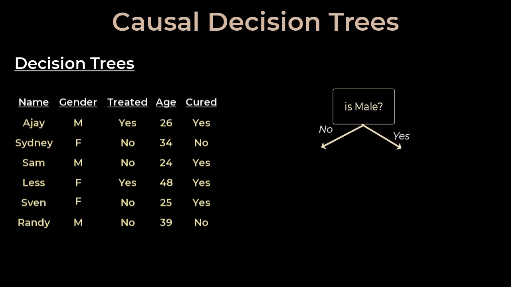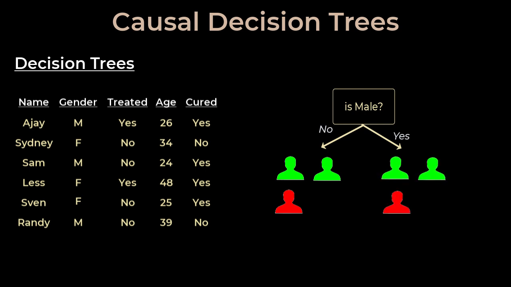Let's start with gender as a potential internal split node. If we pass all the patients into this node, we'll end up with 2 yeses and 1 no on the left child, and then we'll end up with 2 yeses and 1 no on the right child.